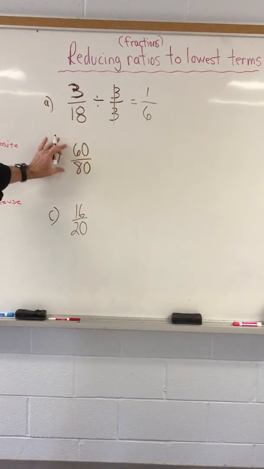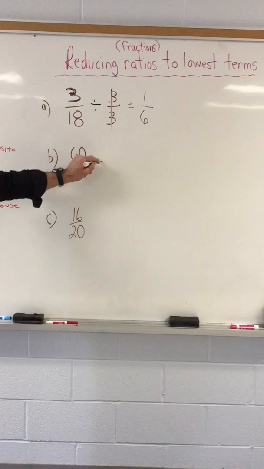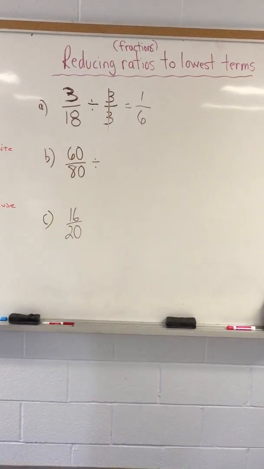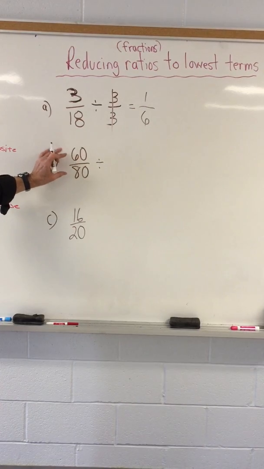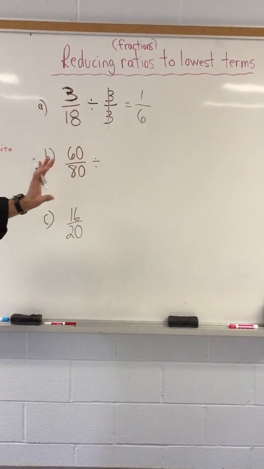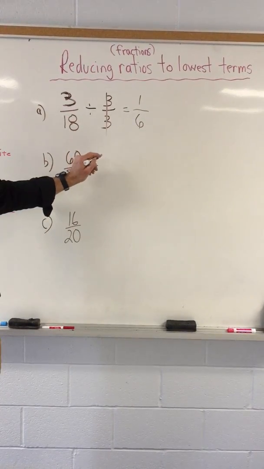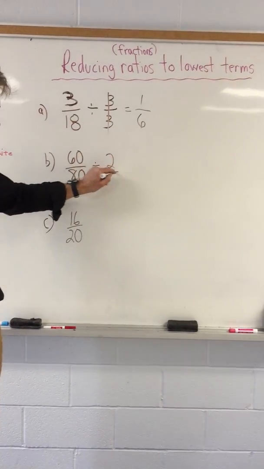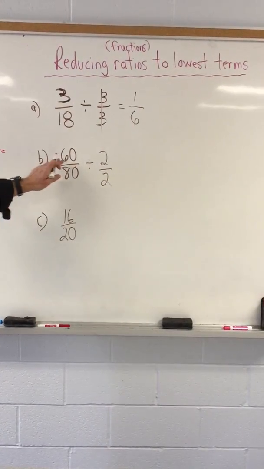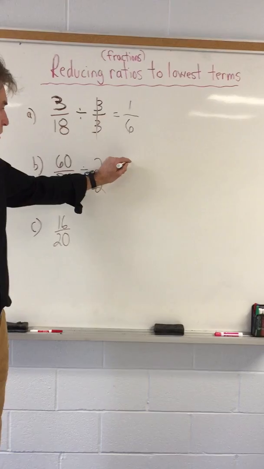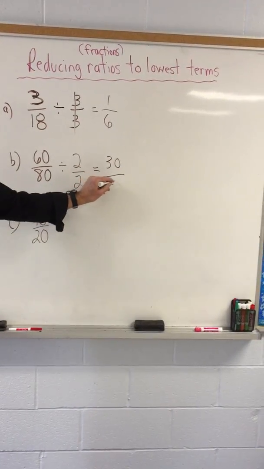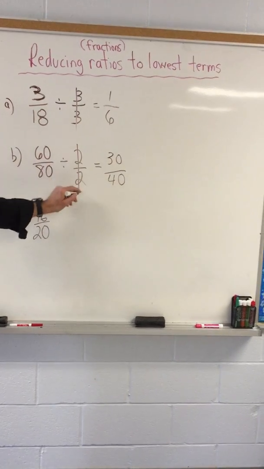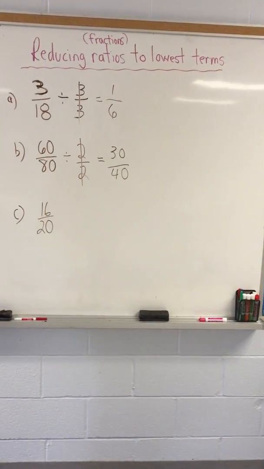So if we look at this second one, what number goes into both of these numbers? It doesn't matter which one you start off with. Say we start off with 2. 60 divided by 2 equals 30. 80 divided by 2 equals 40. So now we're down to 30 over 40.